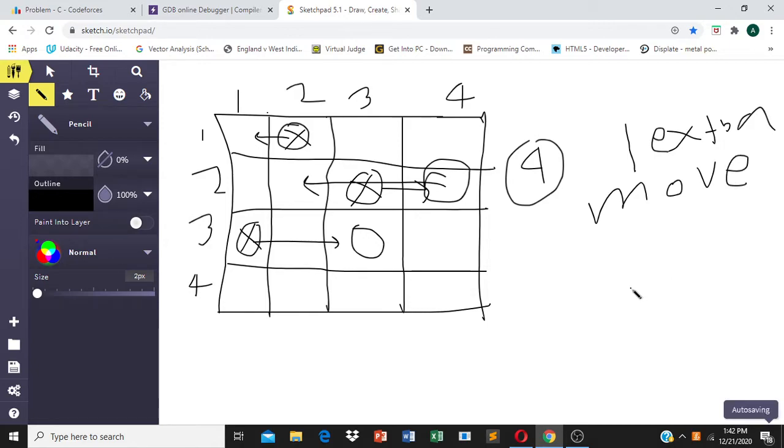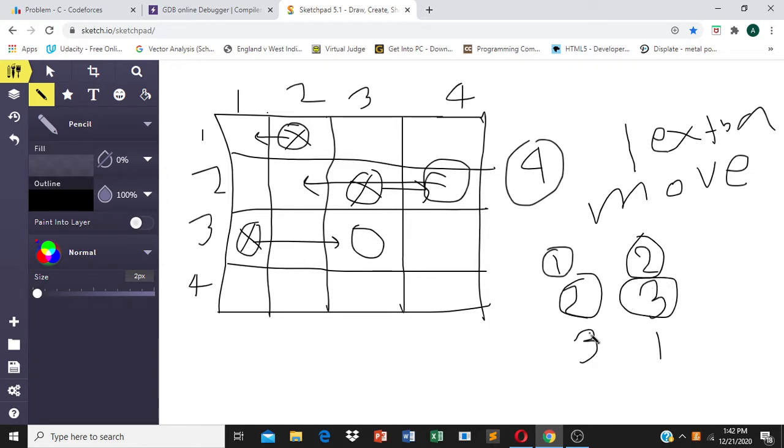Okay, so if you analyze more, let's draw the coordinates. First is 1, 2, and then it was 1, 2, 3, and 3, 1. So 1, 2, 2, 3, and 3, 1. Doesn't that look similar to a graph? Actually, it is similar to a graph.